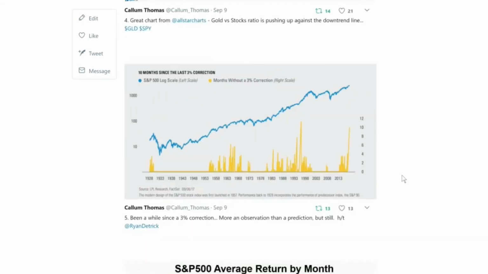Number 5, not a huge amount to say about this except how remarkable it is. This is the rolling count of months without a 3% correction. And it's been quite some time now. Not much more to say than that. It's more of an observation than a prediction. But it only got slightly longer than this in the early 90s. Be careful what you wish for.